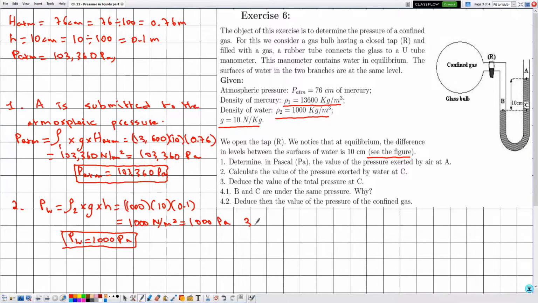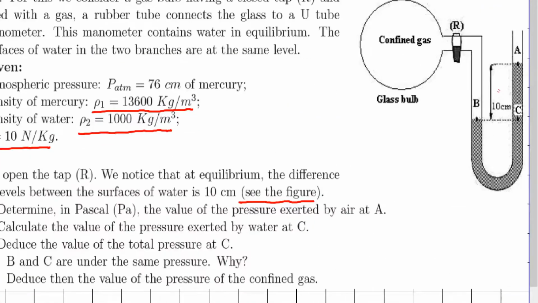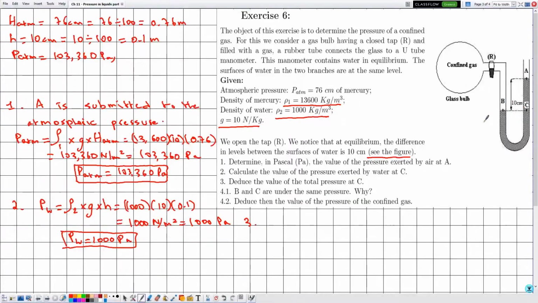Now in number 3, deduce the value of the total pressure at C. This is important, and by deduce it means that we need to use the previous part. In the previous part we have determined the pressure due to water, and also the atmospheric pressure, knowing that the point C is being submitted to the pressure due to this layer of liquid and to the atmospheric pressure which is being applied at the point A and transmitted to the point C according to Pascal's theorem.